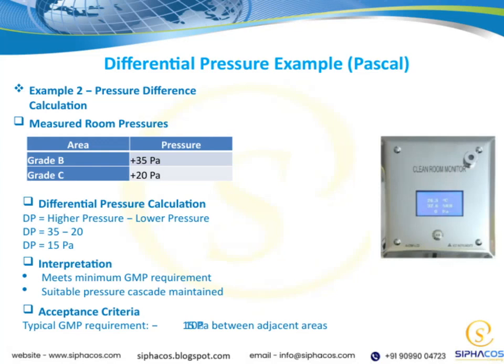Let's look at how we calculate differential pressure between two areas. It's simply the higher pressure minus the lower pressure. In this example, that's 35 minus 20, giving us 15 pascals.